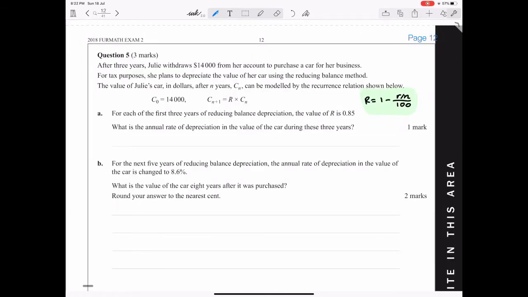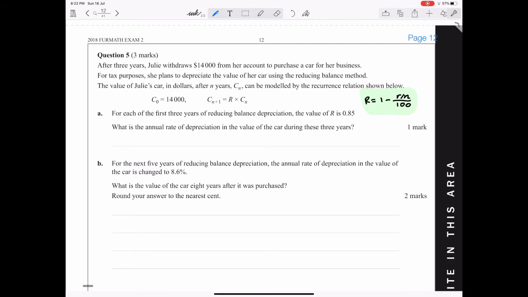Question 5. After 3 years, Julie withdraws $14,000 from her account to purchase a car for her business. For tax purposes, she plans to depreciate the value of the car using the reducing balance method. The value of Julie's car in dollars after n years can be modeled by the recurrence relation shown below. For each of the first 3 years of reducing balance depreciation, the value of R is 0.85. What is the annual rate of depreciation in the value of the car during these 3 years?